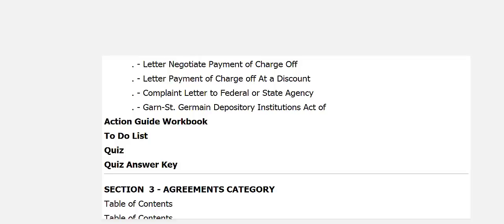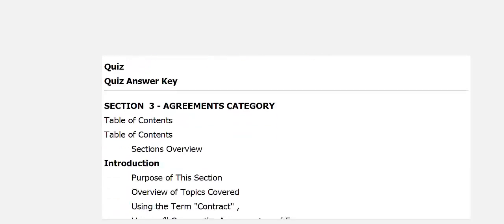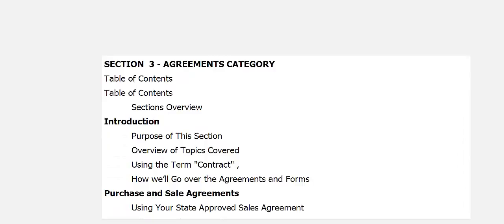We're going into the third section right now, which are agreements. It's a very, very deep section. We're going to give you the section's overview. We're going to give you an introduction, the purpose of this section, the overview of topics covered, the term contract, how we go over agreements and forms.